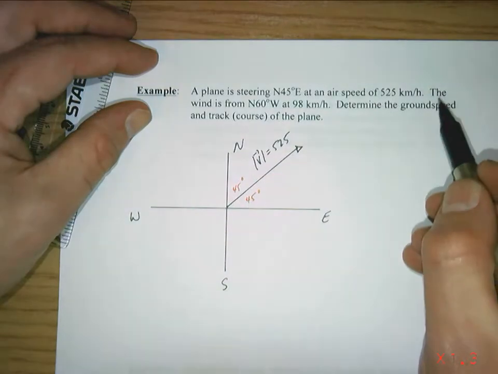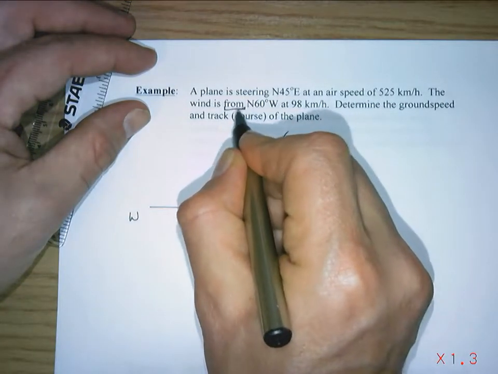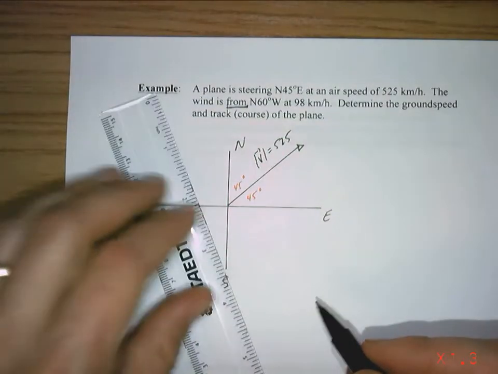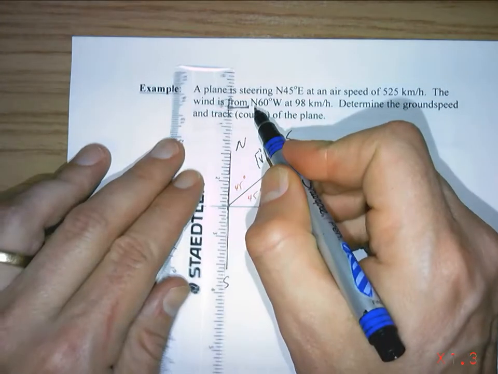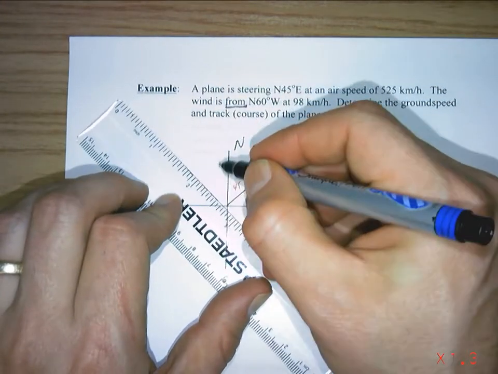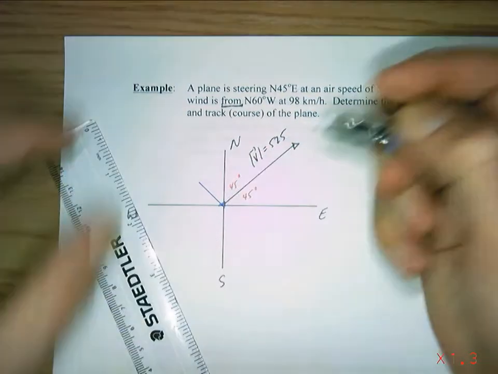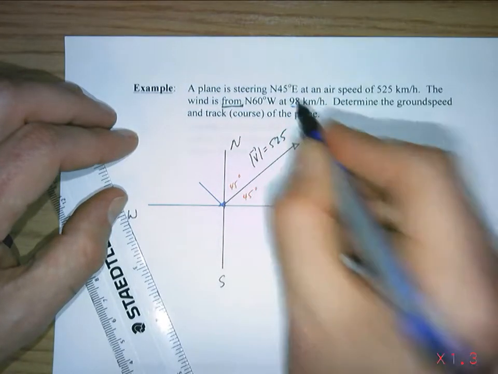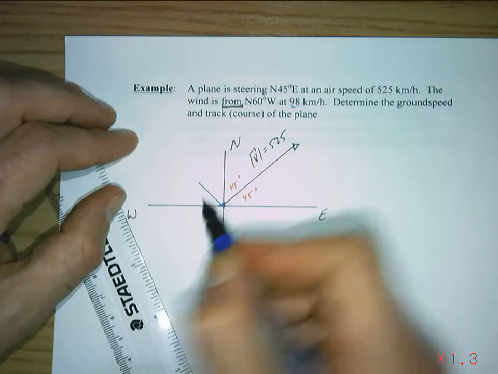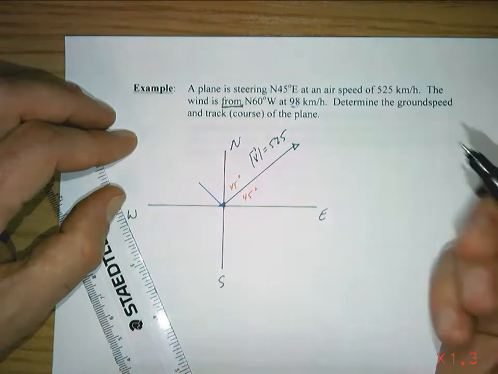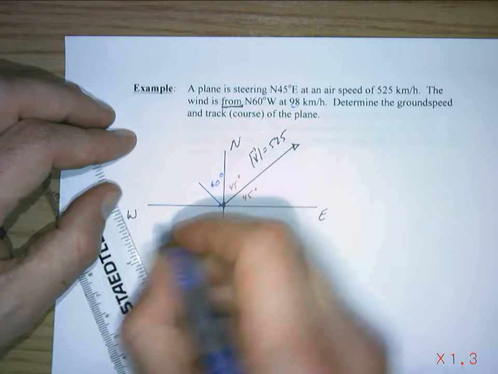So the wind is from, now that's really important, guys, come on. We've got to really read here. It's from north 60 degrees west. So I've got a wind that's coming from north 60 degrees west. Now I made it shorter because the magnitude of that wind is only 98 compared to 525. So that's going to represent 98 to me, and that's going to represent 525. This is my wind coming from north 60 degrees west.